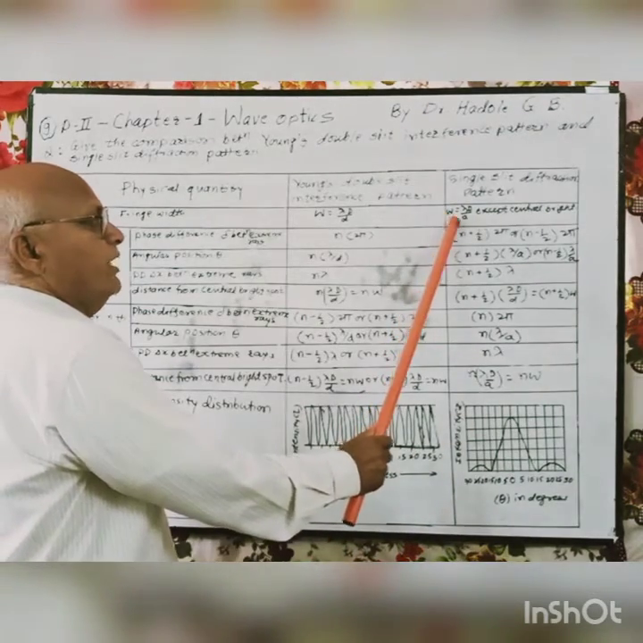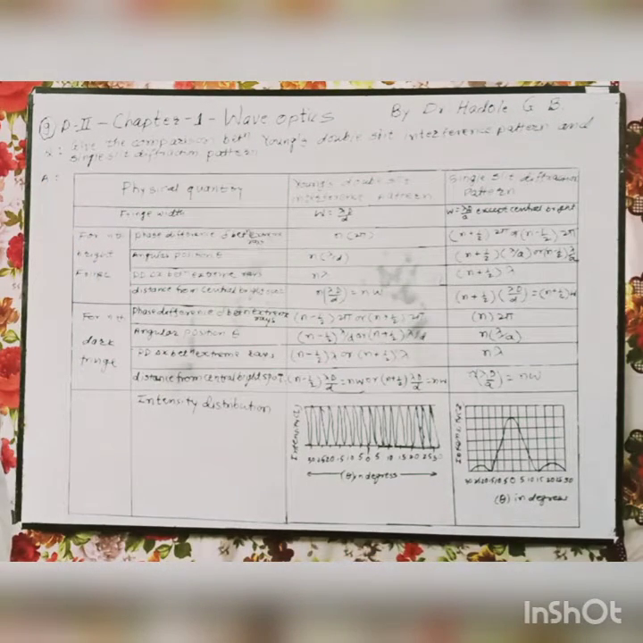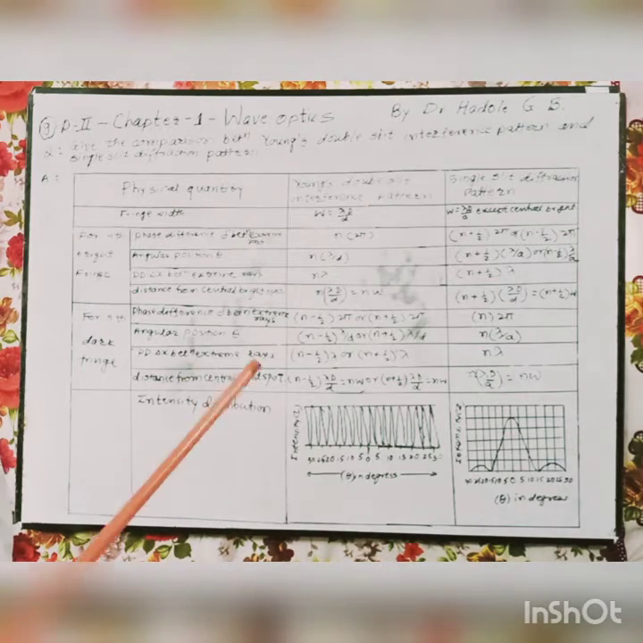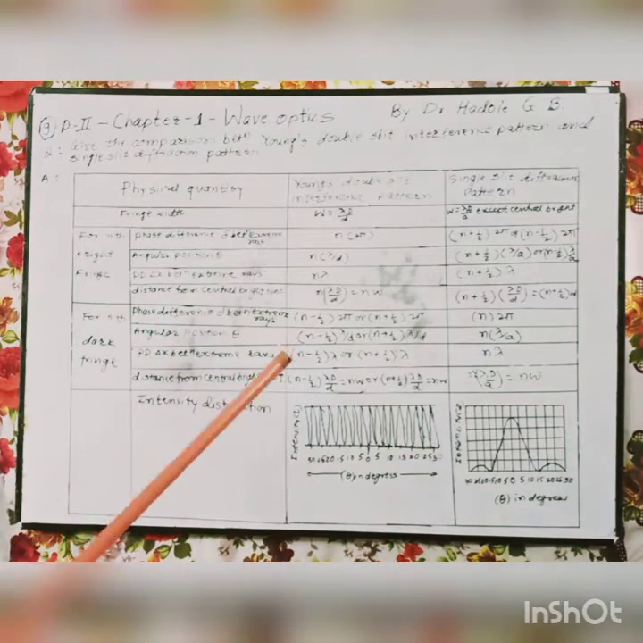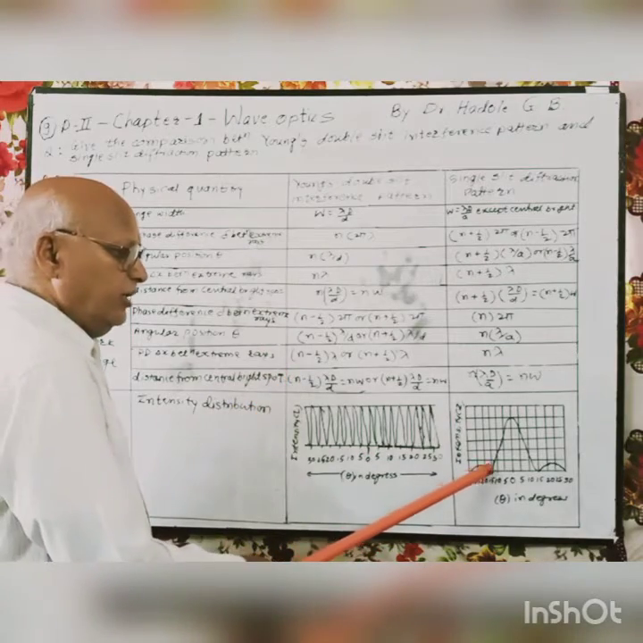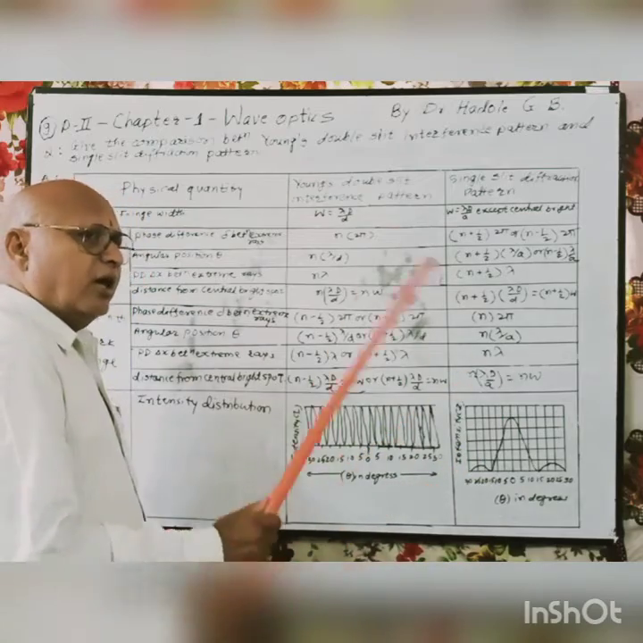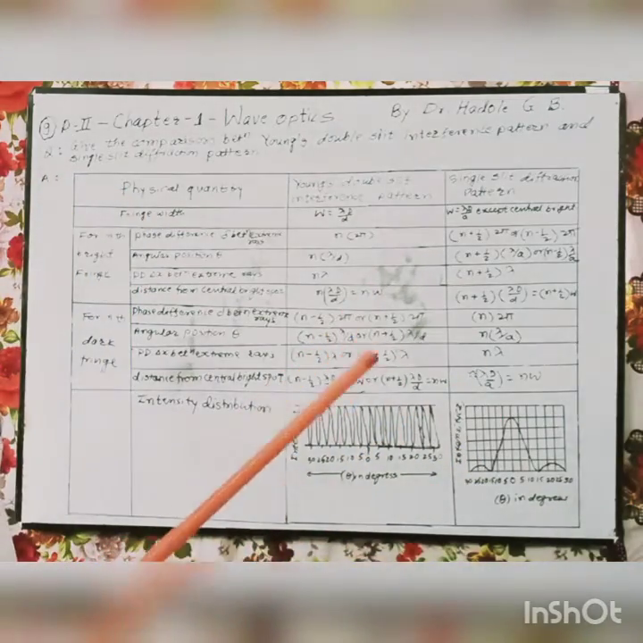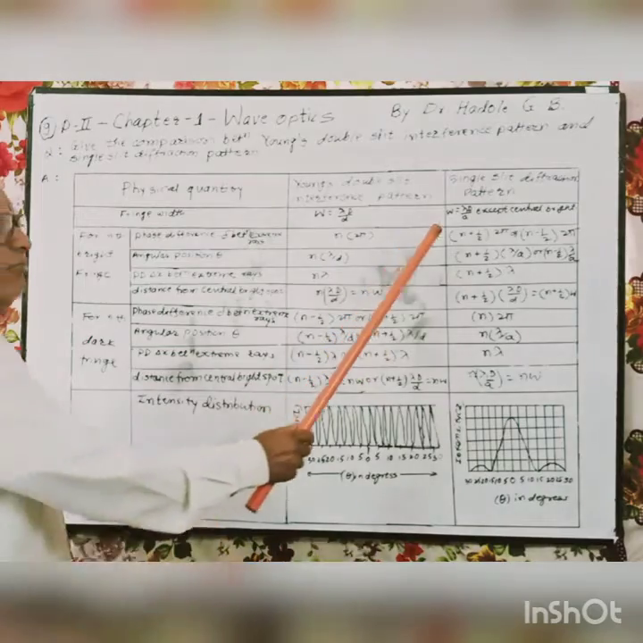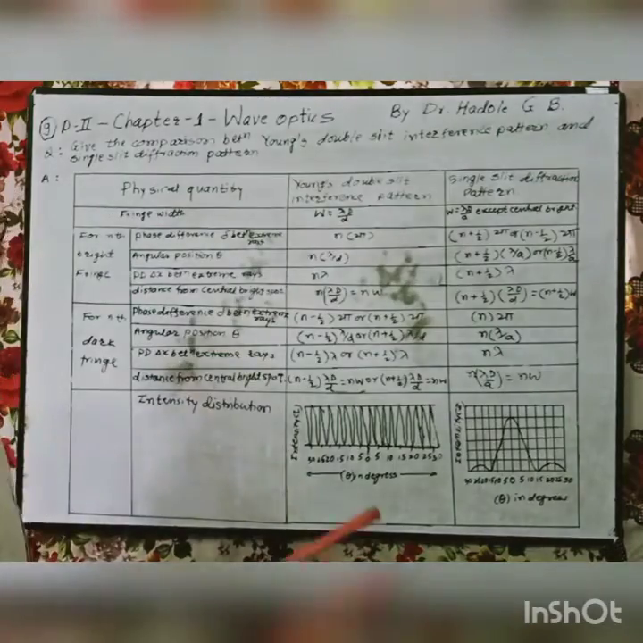Also, the fringe width for single slit diffraction pattern is W equal to lambda D upon A, but this is except for the central bright fringe. In the central bright fringe the width is maximum, and for all others it is nearly equal, and that's why we have especially written here except central bright fringe.